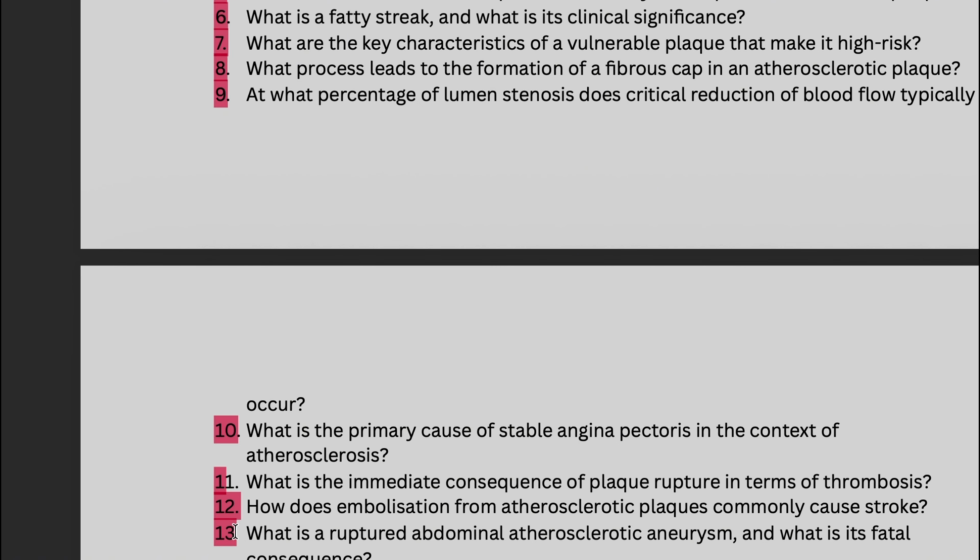What is a ruptured abdominal atherosclerotic aneurysm, and what is its fatal consequence? So the answer is, it is the rupture of an abdominal aortic aneurysm caused by atherosclerosis. The rupture results in massive internal hemorrhage and hypovolemic shock, which is often fatal.